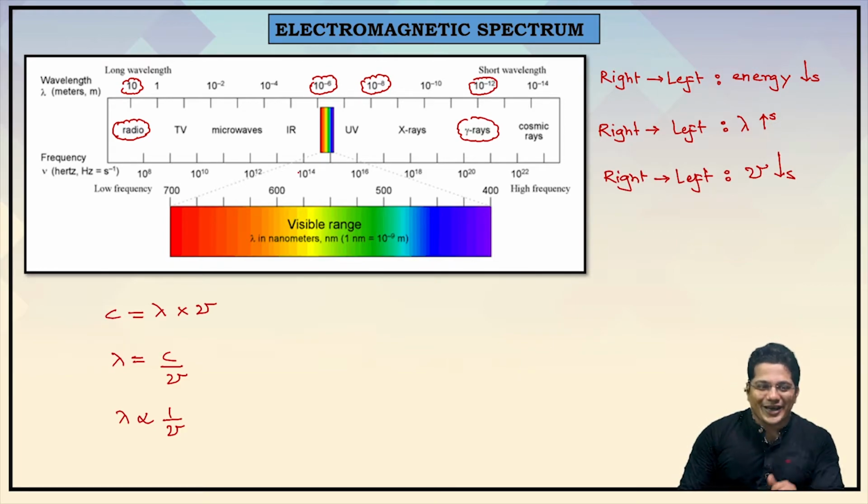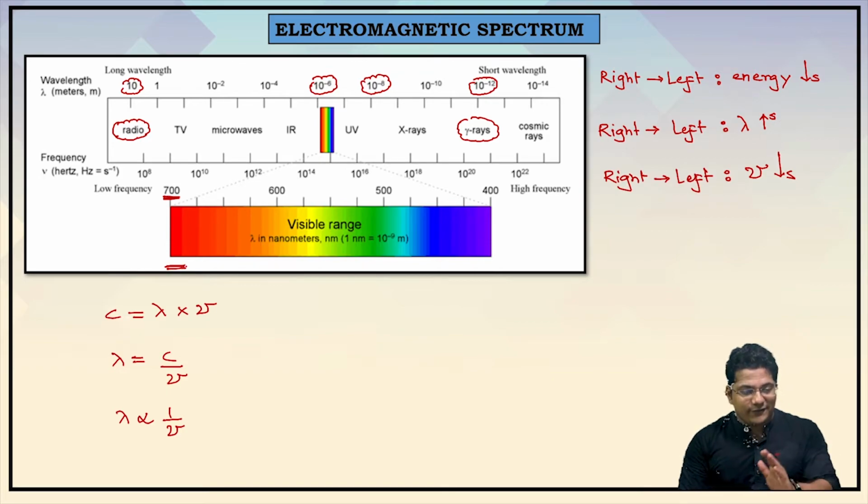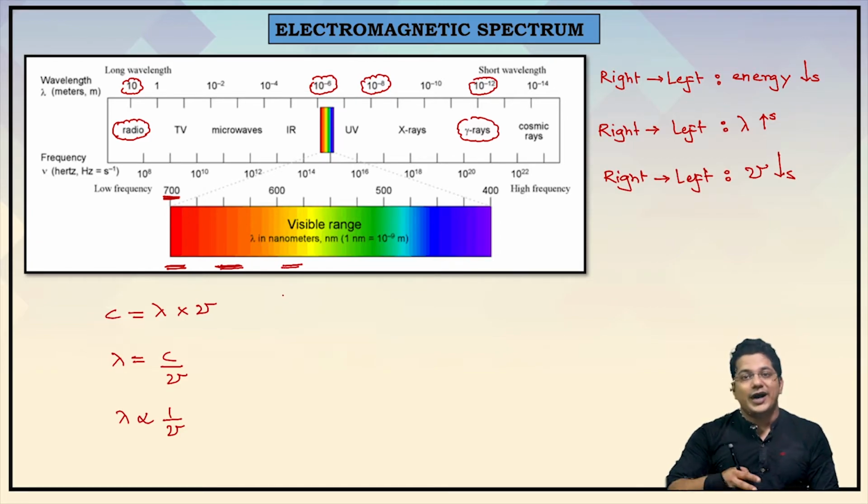Now just check your diagram. The very first color that you observe around 700 is red. But after red, the color slightly changes towards orange, then yellow, then you would get green, then blue, and then finally indigo and violet would keep on following.